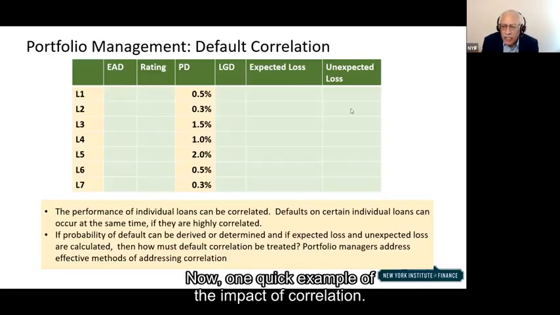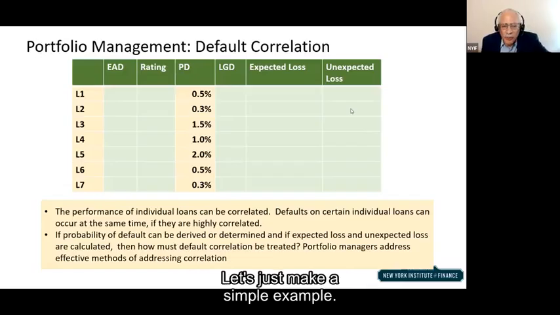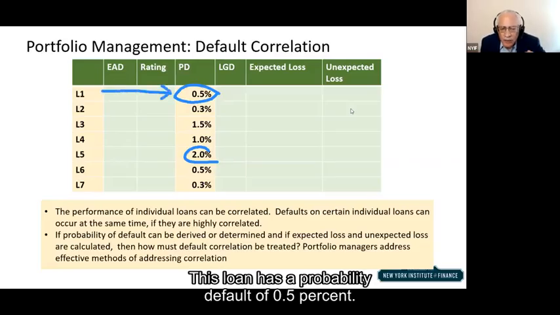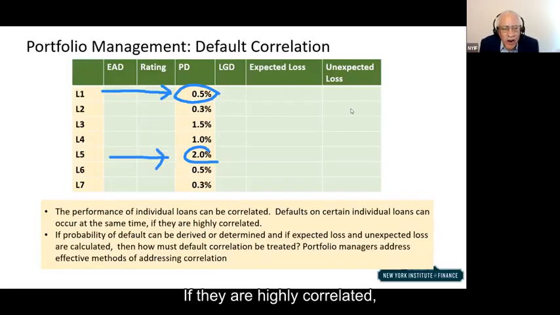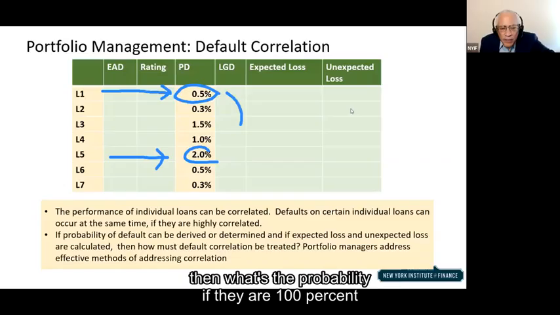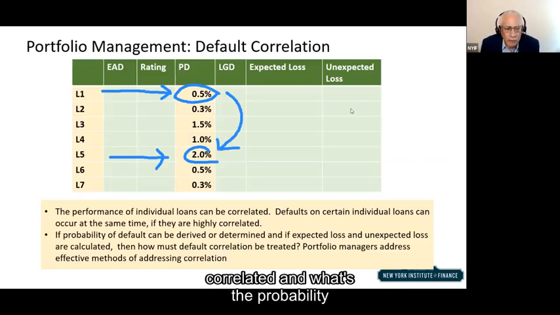Now, one quick example of the impact of correlation. Let's make a simple example. I have loan 1 and then I have loan 5. Let's assume that we look at them independently. This loan has a probability of default of 0.5%. This loan has a probability of default of 2.0%. If they are highly correlated, and therefore the default probabilities are highly correlated, then if they are 100% correlated, what's the probability that they will default at the same time?